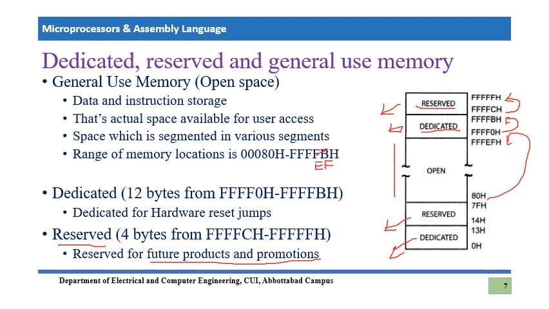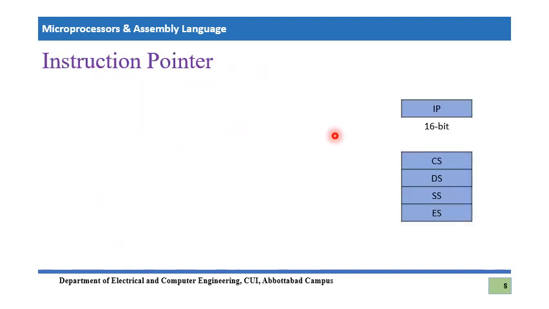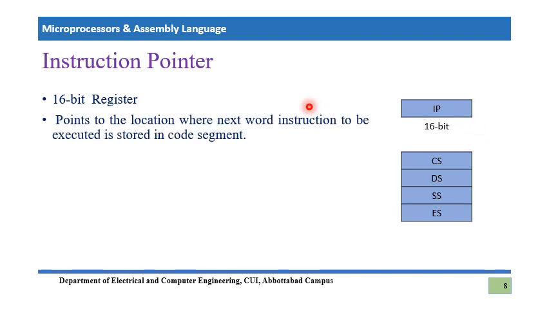by Intel Corporation. Okay, in this slide we are going to talk about a very important topic for 8086 or 8088 microprocessor programming, and that is the instruction pointer. The instruction pointer is a 16-bit internal register present in the microprocessor. What it does is point to the location where the next word of instruction is stored. So what does it point to? It points toward the next word of instruction.